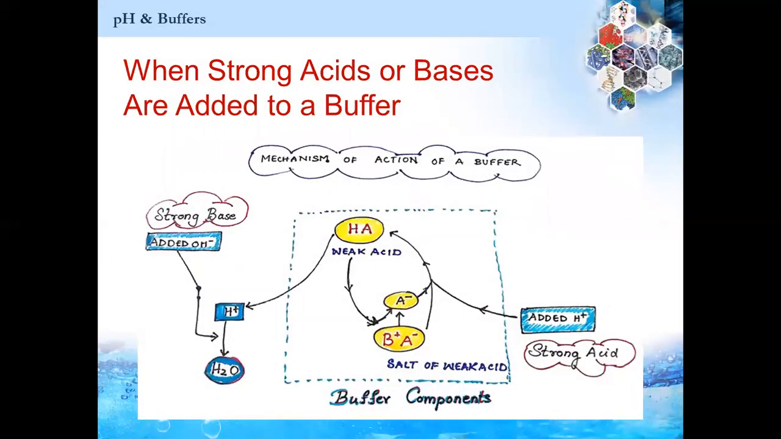Now coming to this slide, in this slide I would like to explain to you all how a buffer actually neutralizes a strong acid or a strong base and resists change in pH. So this is basically about the mechanism of action of a buffer. If you see the inside of the diagram in this box, here it is showing the two components of the buffer. HA is a representation for a weak acid and BA is a representation for the salt of the weak acid.